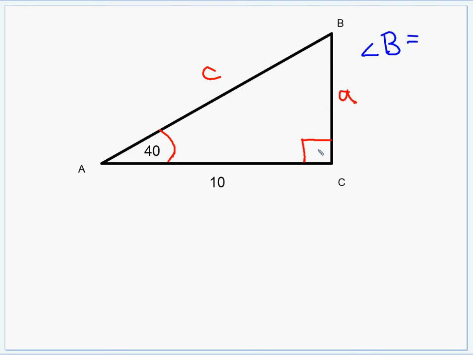There are 180 degrees to go around. There's 90 degrees in this right angle, and that leaves 90 degrees between the acutes. So if this angle is 40, 90 minus 40 is 50. Angle B is 50 degrees. Now we want to find all the missing sides.